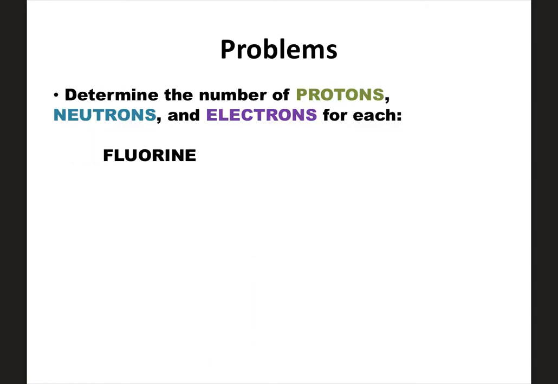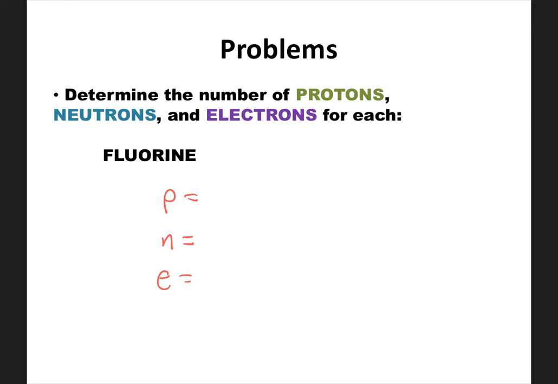Now I want you to try a few of these. Try to determine the number of protons, neutrons, and electrons for a few elements here. Again, what I am going to stress is that you pause the video and try this. The first one you're going to do is fluorine. Pause the video, make sure you're able to determine the number of protons, neutrons, and electrons for this, and then rejoin.